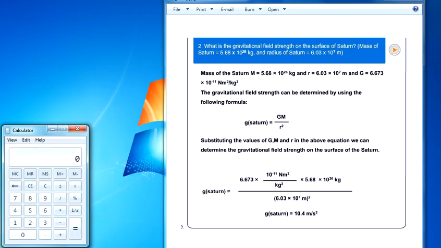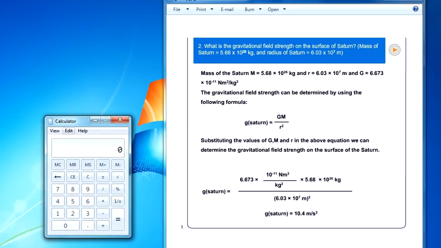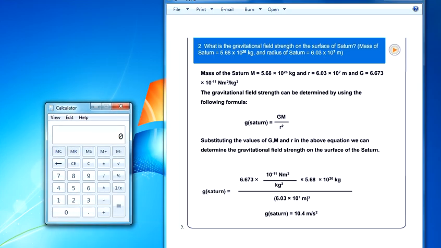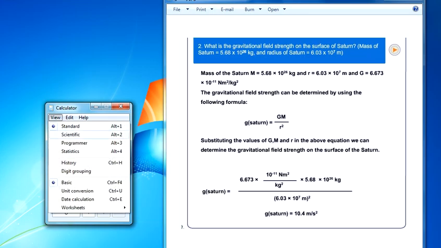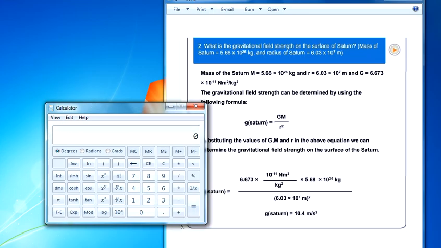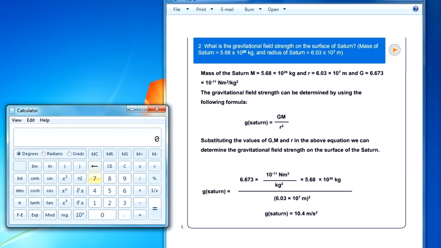Okay, Max, since you're having problems with the scientific notation, I figured I would bring the problem up here and show you how to do it on the computer calculator. Now, when you open up your computer calculator, you see this version. So all you have to do is go to View and then hit Scientific. Okay, there's all kinds of different versions. Hit Scientific. And it gives you all these other options.